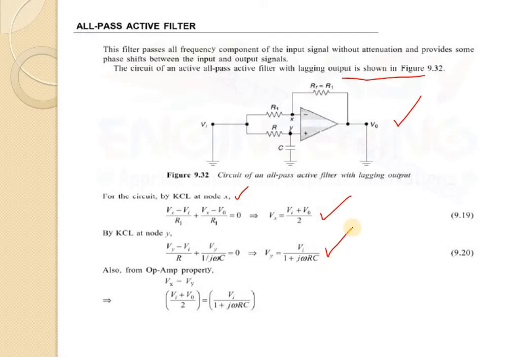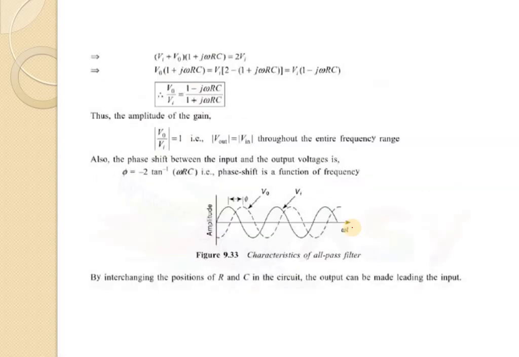Also from the op-amp property, we know that Vx equals Vy. So (Vi plus V0) divided by 2 equals Vi divided by (1 plus j omega RC). From the calculation we can get the value of V0 by Vi, that is (1 minus j omega RC) by (1 plus j omega RC). Thus the amplitude of the gain, V0 by Vi, equals 1, that is V out equals V in throughout the entire frequency range.